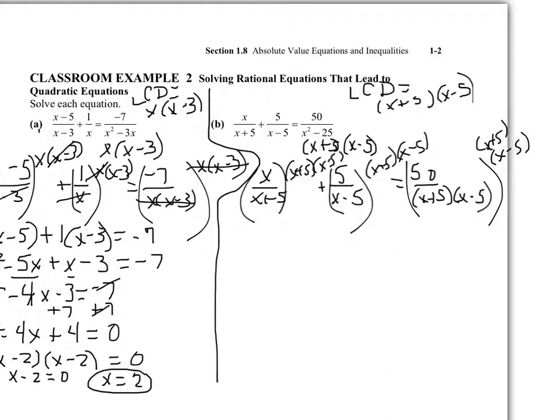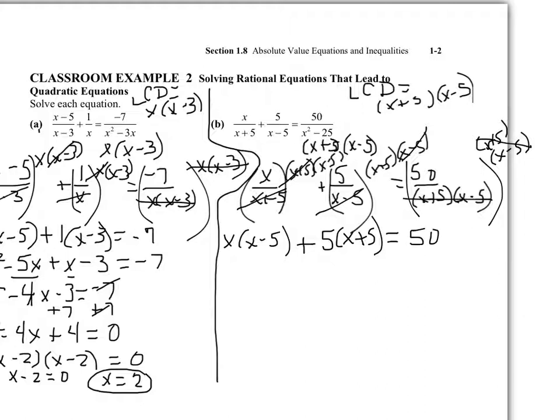When we get ready to clean up now, I notice the x plus 5's cancel in that first product of fractions, leaving me with x times x minus 5. We'll distribute that in a moment. Plus my second fraction, the x minus 5's cancel, and I have 5 times x plus 5 equals, on the right side, the entire denominator cancels with the entire LCD, and that just leaves me with 50.